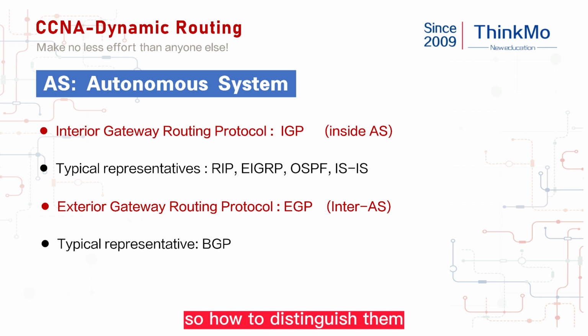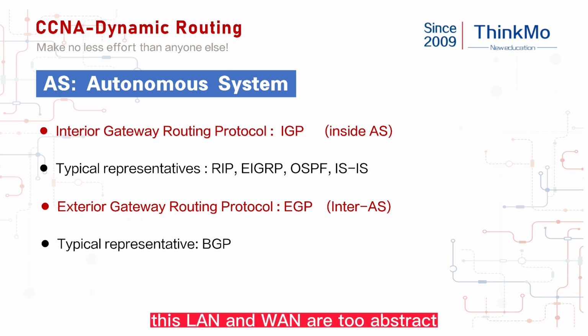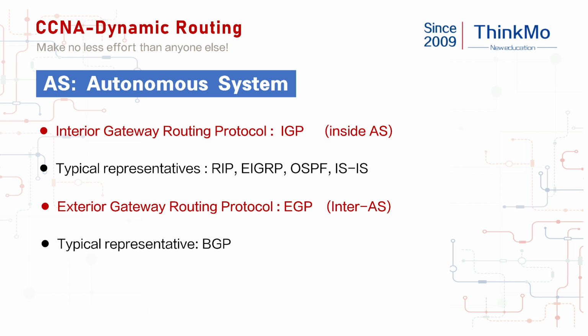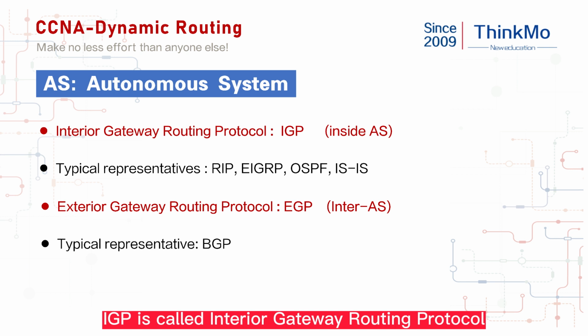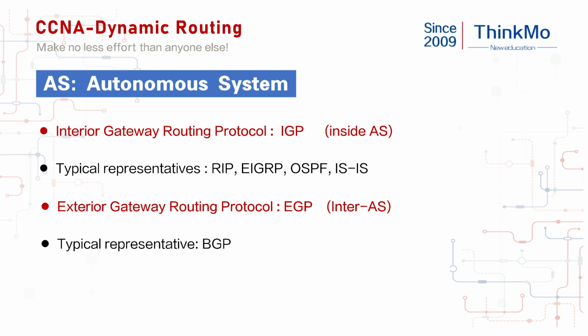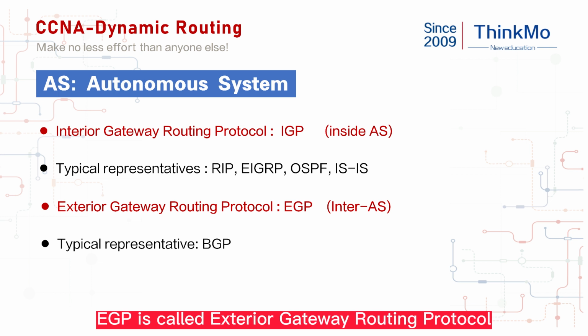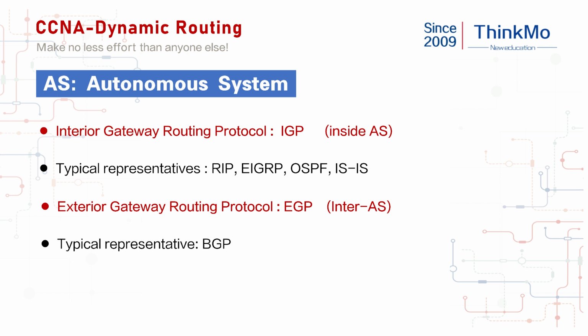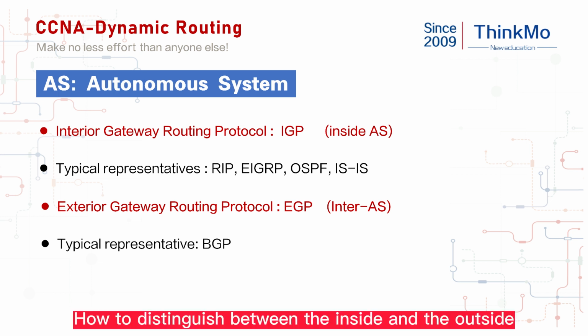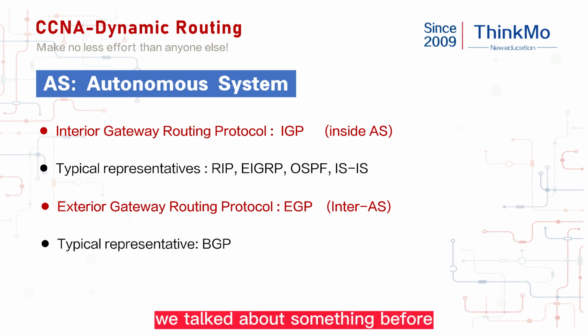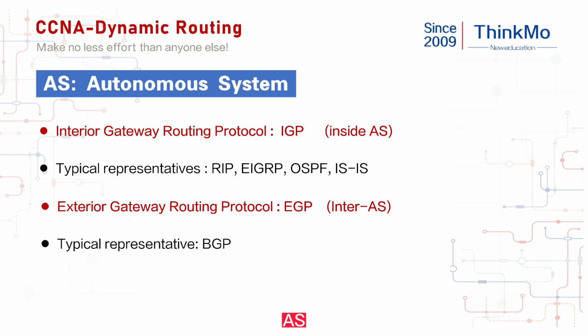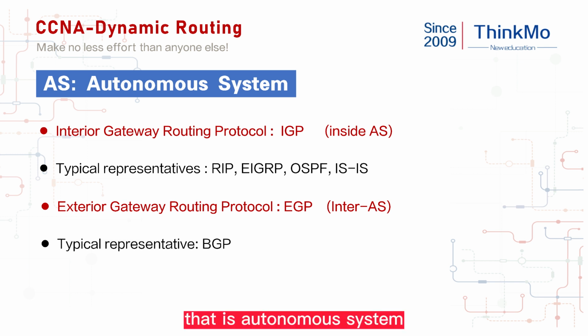So how to distinguish them? This LAN and WAN are too abstract. IGP is called Interior Gateway Routing Protocol. EGP is called Exterior Gateway Routing Protocol. How to distinguish between the inside and the outside? We talked about something before: AS, that is, autonomous system.